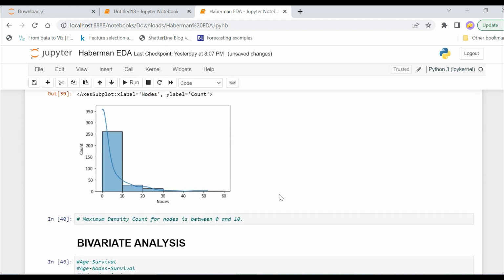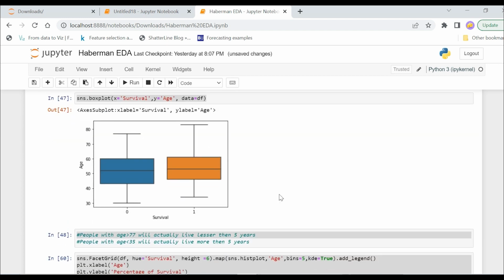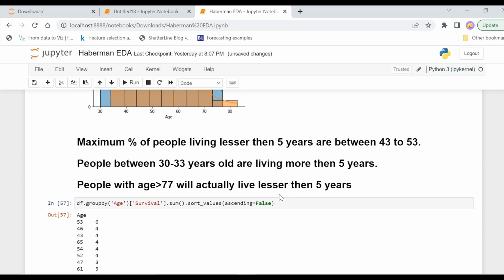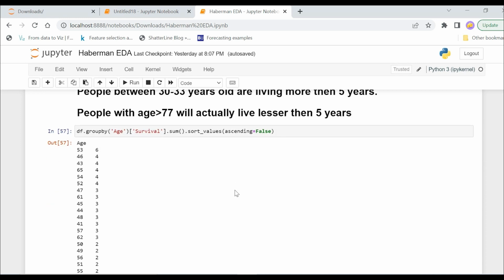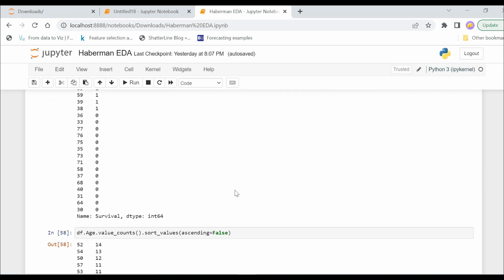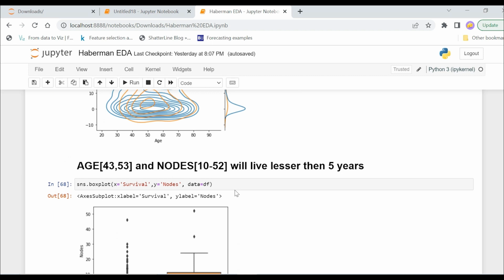So by this whole thing, I can say that if somebody is coming between the age of 30 to 33, maximum I will tell that they will be living more than 5 years. If they are coming between 43 to 53 or nearby these values, I would say that they have to be careful. They might not live. People with age more than 77, I'll definitely say that, dude, you have lesser chances to survive.